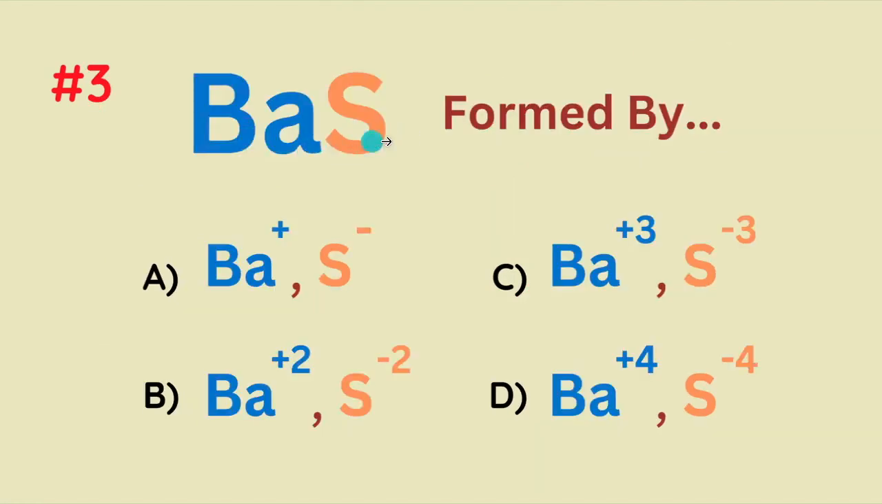BaS is formed by which pair of ions? Ba+ S-, Ba2+ S2-, etc. The correct answer is Ba2+ and S2-. We already know that sulfur has a -2 charge, and if there's an equal number of both of these, Ba has got to have the same charge, but equal and opposite.